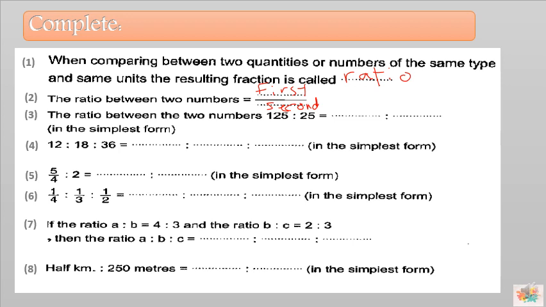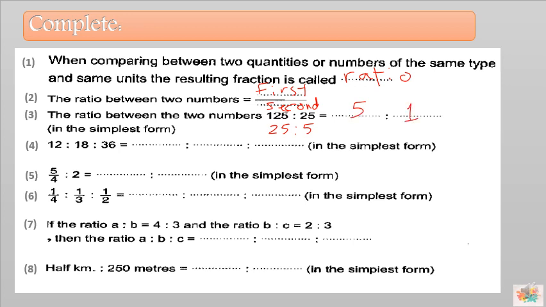Number 3. The ratio between two numbers 125 to 25 in simplest form. We start by dividing. Divide by what? We can divide by 5. So 125 divided by 5 equals 25, and 25 divided by 5 equals 5. Then we start again to divide. So it will be 5 to 1.